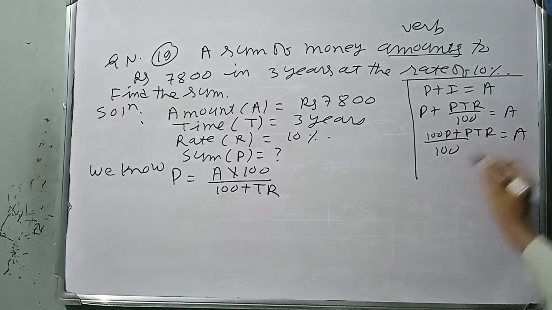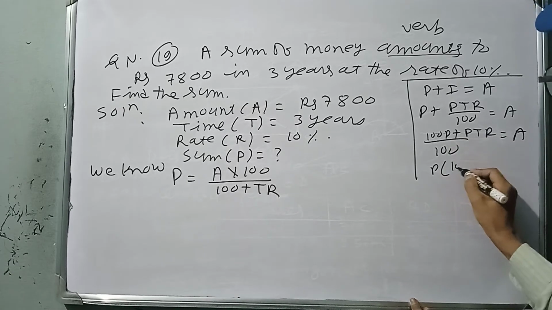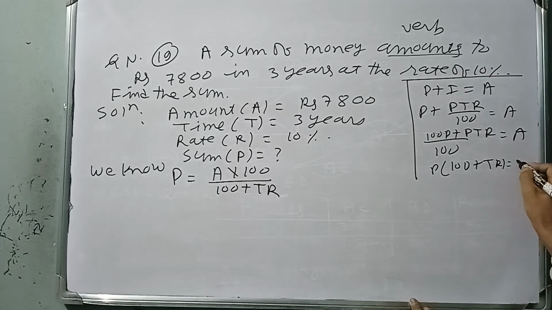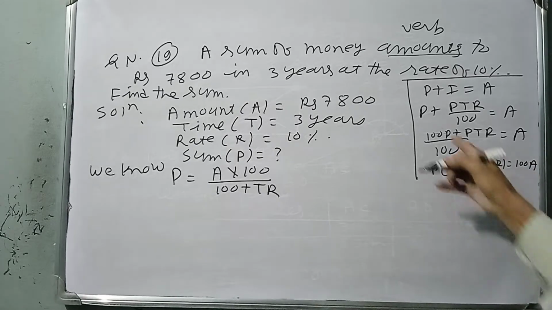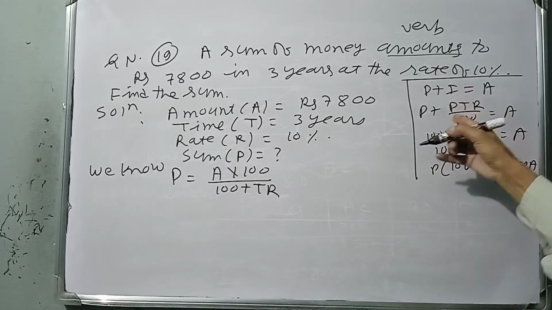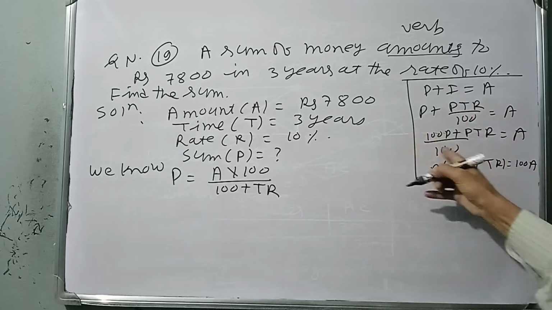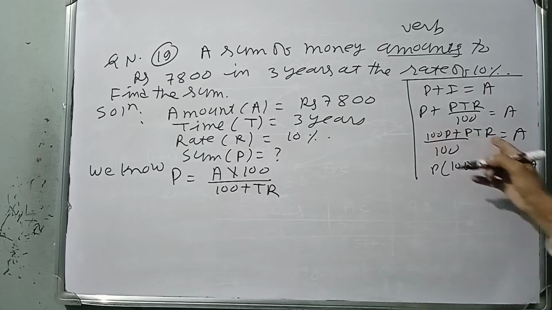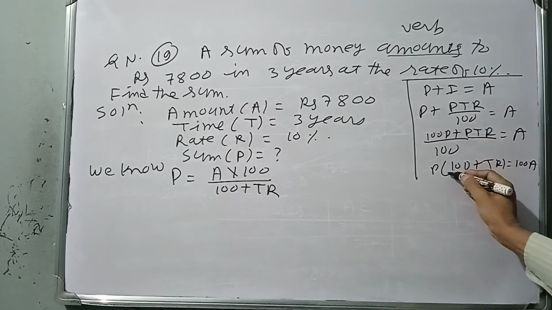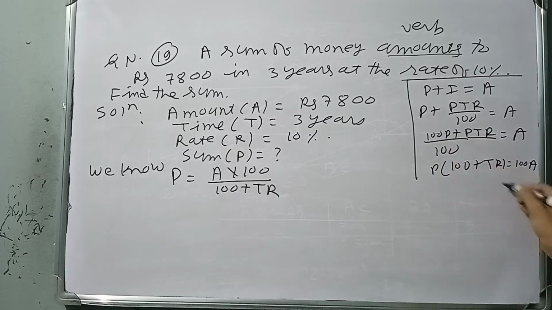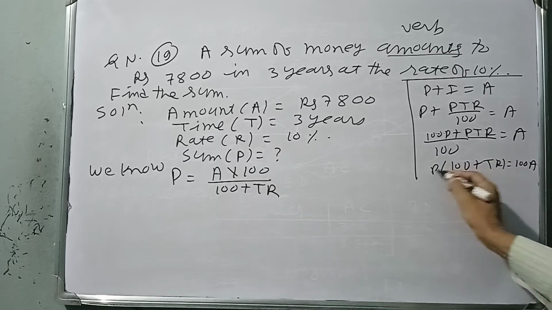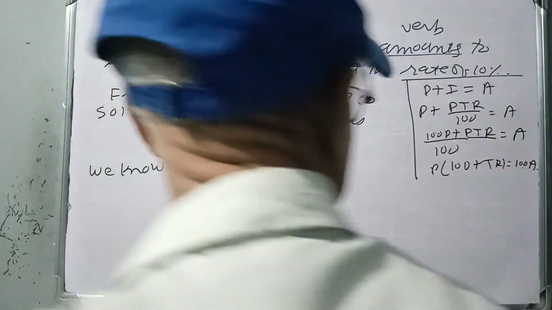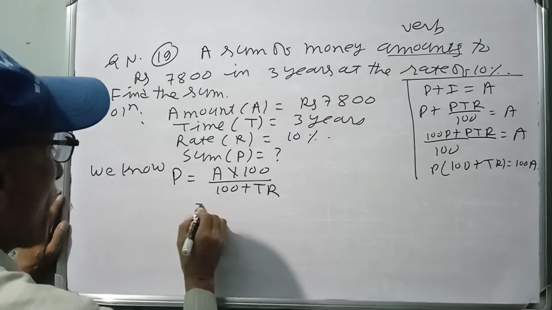Cross multiply. Take P common. P common is 100 plus TR equal 100A. Write PTR by 100 in place of I. Take LCM, 100P plus PTR by 100A. Cross multiply. Take P common. After taking P common, 100 plus TR, 100A. So P equal 100 into A upon 100 plus TR. A into 100, 100 into A. Now put the value of A.